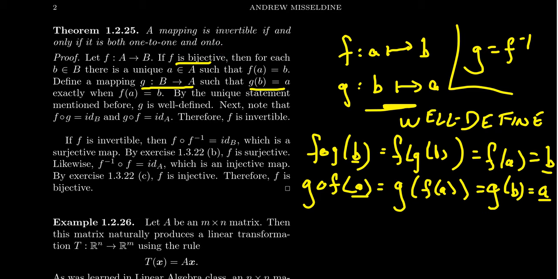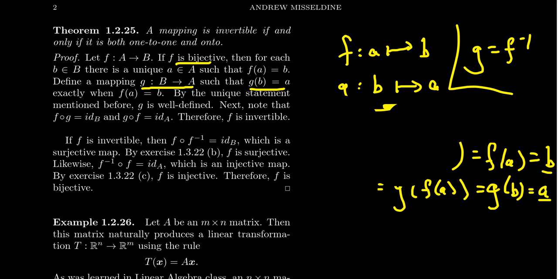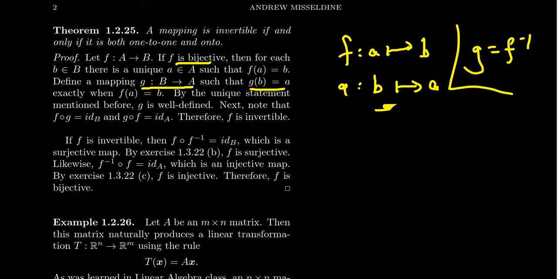We want to go the other way around now. We want to show that invertible implies bijective, which means we want to show it's one-to-one and we want to show it's onto. I'm going to clear out this space a little bit so I have some room to write. So what we're going to do now is let's assume the function is invertible. If it's invertible, it has an inverse. So there exists some function f composed with f inverse that gives you the identity.